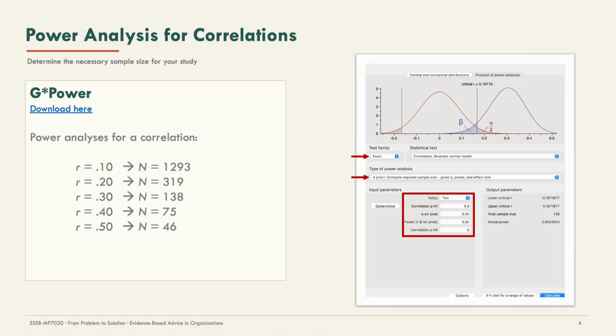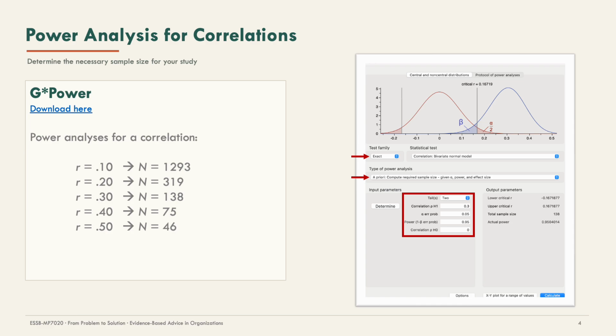So, let's begin with a power analysis for a simple correlation. One way to do this is with G-Power, which you can download using the link on this slide. In G-Power, select Exact as the test family and choose a priori: compute required sample size, given alpha, power, and effect size. Next, choose a two-tailed test. Enter your best estimate of the expected correlation, the alpha level, and the desired power. The effect size under the null hypothesis can remain at 0. Then click Calculate.